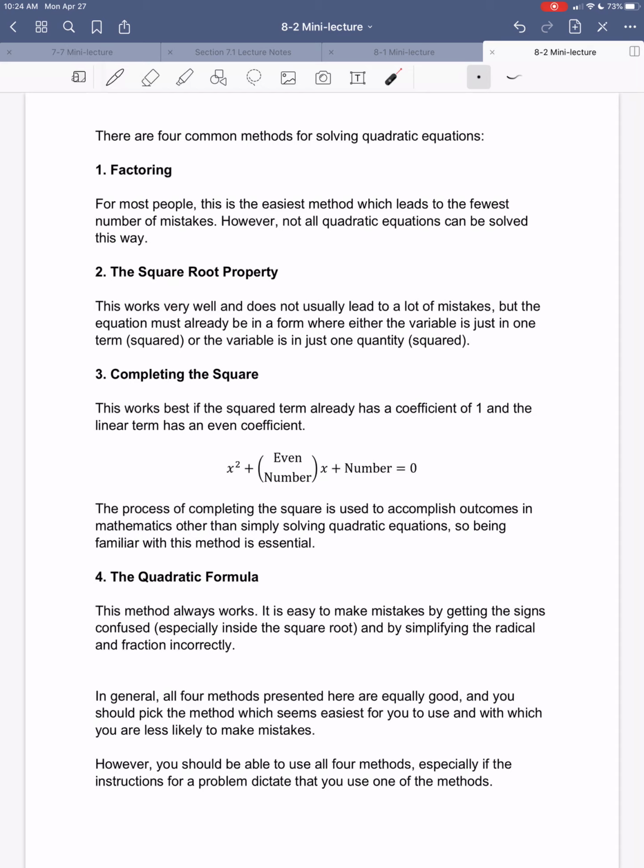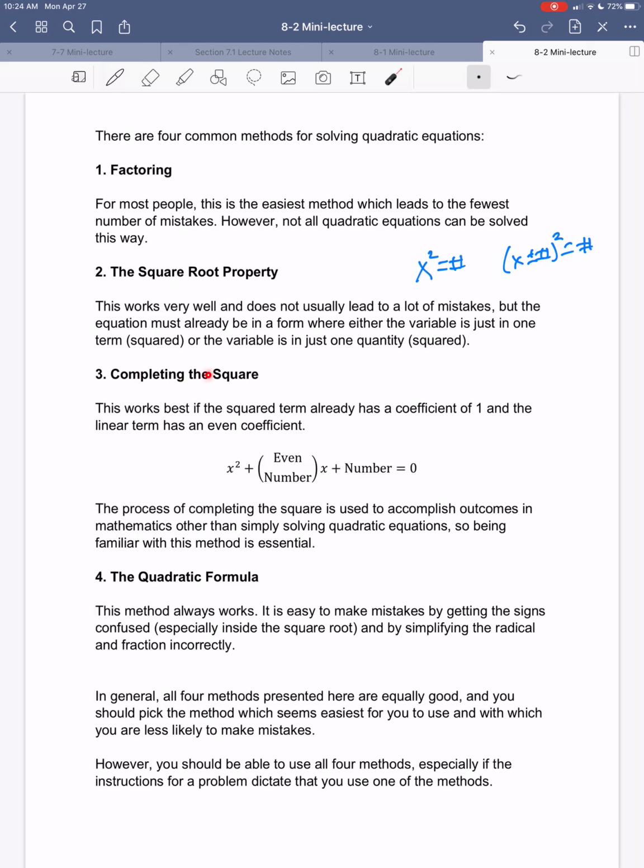Second, the square root property. This really works well, does not usually lead to a lot of mistakes, but the equation must already be in a form where either we just have one term with the variable and that's squared, like x squared equals something, or the variable is in just one quantity in one set of parentheses and that quantity is squared. So if you see that situation, so I end up with something like just x squared equals some number, or I get x plus or minus some number squared equals some number. Or you can rearrange terms to get one of these.